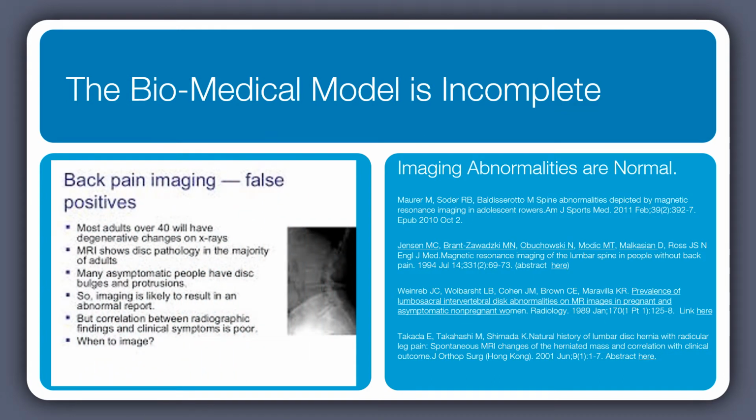It's uncommon to get any sort of imaging done when you have Piriformis Syndrome. It's usually used to rule out other conditions. But it's important to remember that most of us have some abnormalities when we get imaging. Any adult over 40 has degenerative changes on x-rays, but the correlation between these imaging findings and clinical symptoms is poor. So plenty of people who do have these findings don't have any pain.